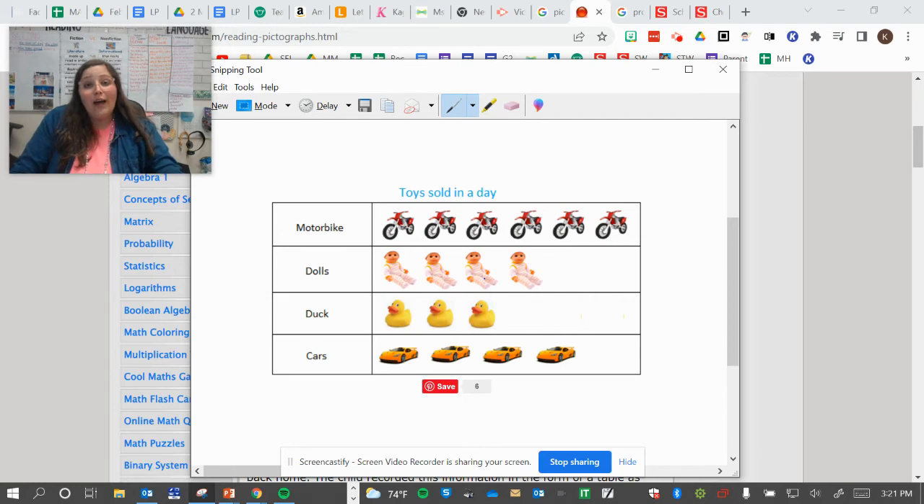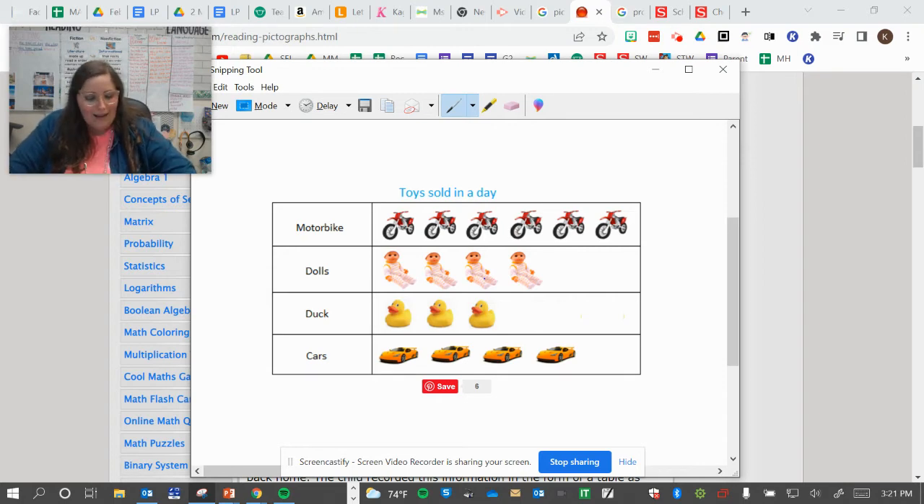The way that you figure out how many toys were sold, or how many students were surveyed altogether, or how many people were at the fair, is you count everything on your picture graph. And it's important to look at the key, because if each picture equals 2, then you're going to have to count by 2s. We'll talk more about that tomorrow.